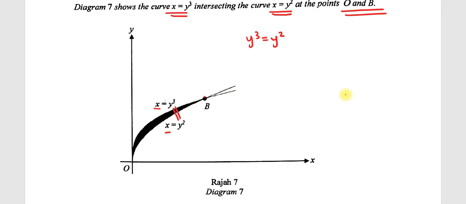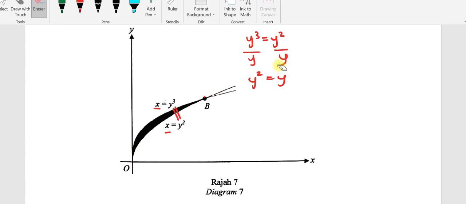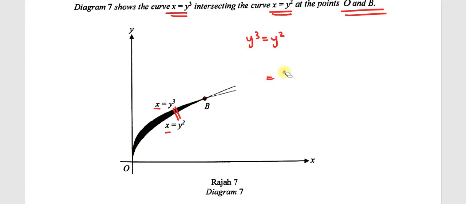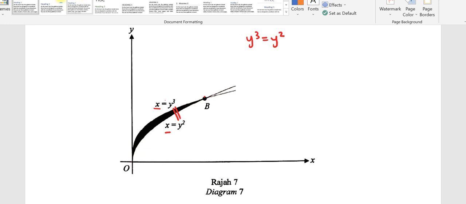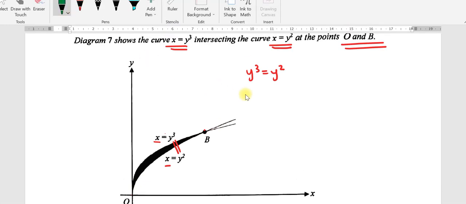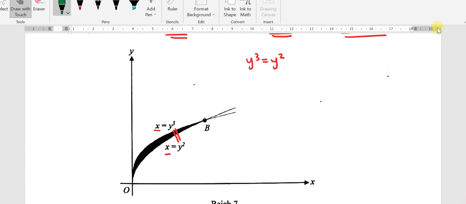Many people will divide by y, so I get y square equal to y, and then take the quadratic and minus like that. Actually, you shouldn't do that. This is a cubic polynomial equation. I don't encourage you to do that. Sometimes you get the correct answer, sometimes you cannot. That is a wrong method. Although it's logical, it's wrong, because for a cubic we must get 3 answers.